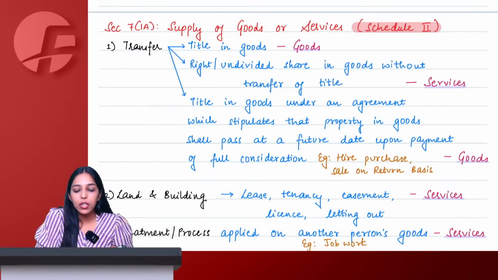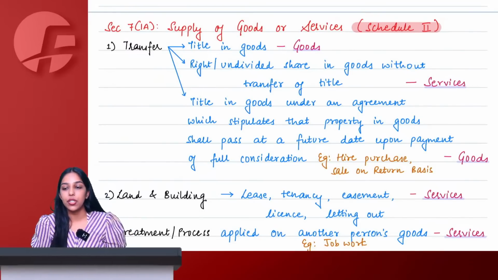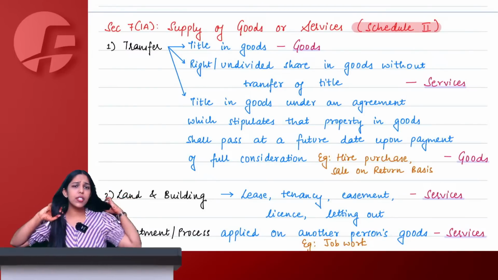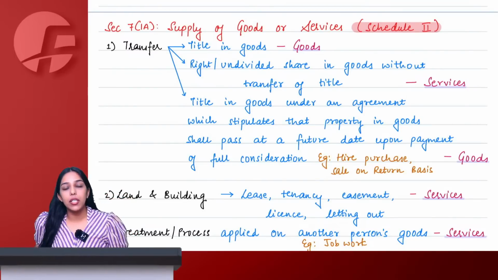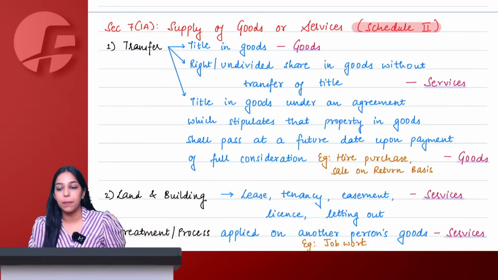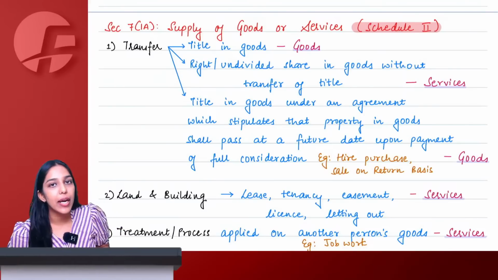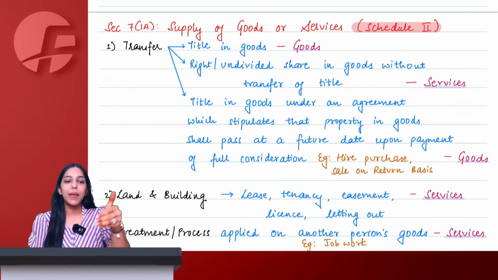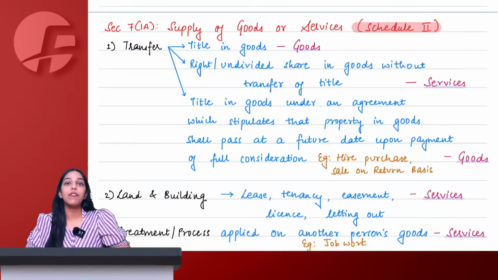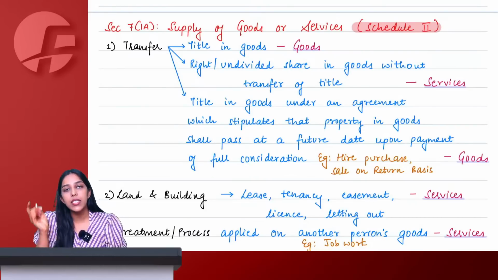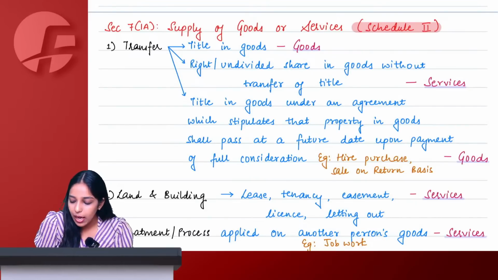But let us say we entered into a hire purchase kind of a transaction, where today I am giving you the possession of goods. Hire purchase or sale on approval or return basis, where today I am giving you the possession, but the title will transfer at a later date. Because what is the meaning of hire purchase? Today you take the goods, you pay the EMIs, and finally whenever you have paid all your EMIs, entire payment is done, then the title will be transferred to you. Now will this be a goods or service? We will say it will still be considered as goods only.